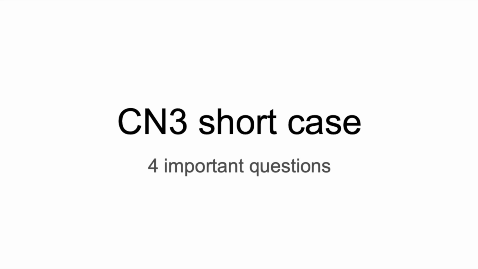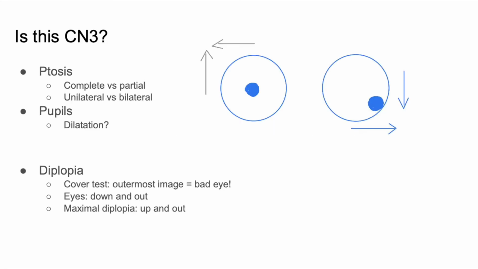Hi everyone, today we'll be talking about cranial nerve 3 as well as some of the important questions to answer in a short case exam. Patients usually present with diplopia and we'll look for features to support that this is a CN3 lesion.